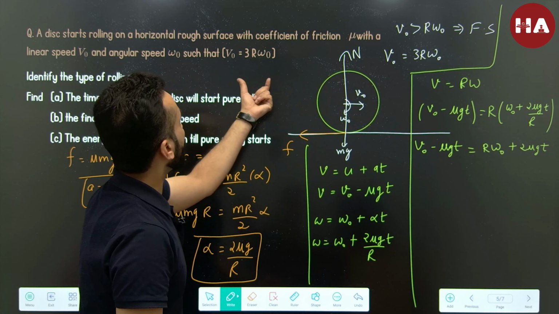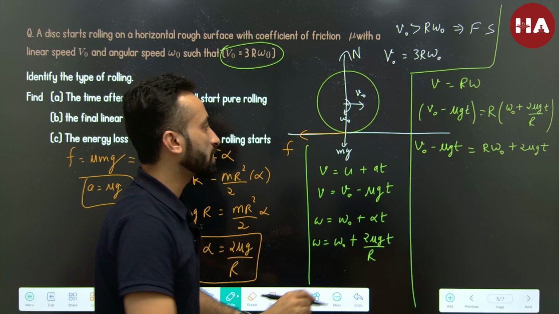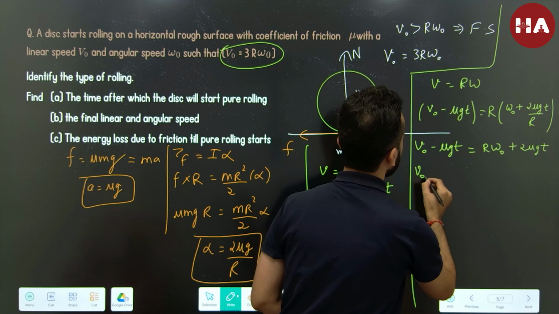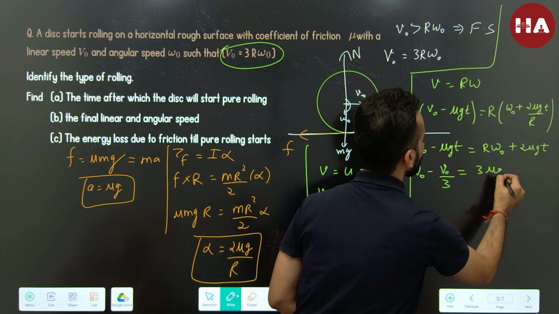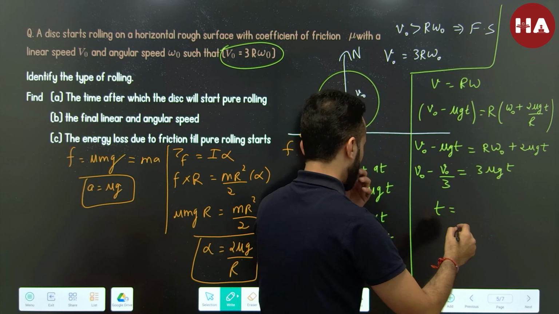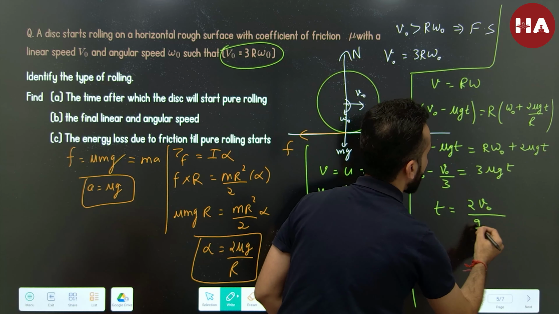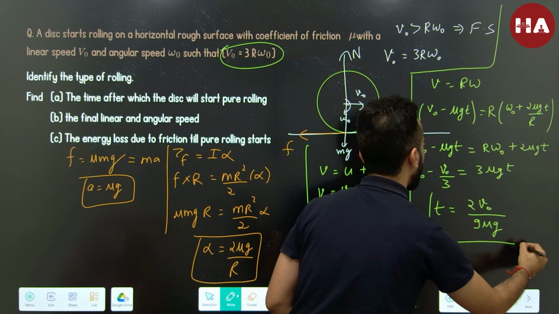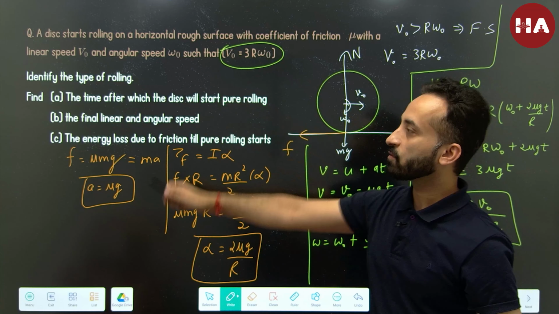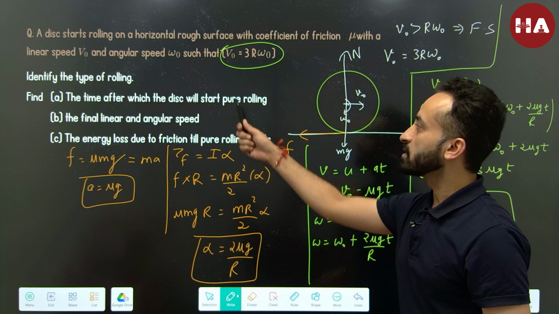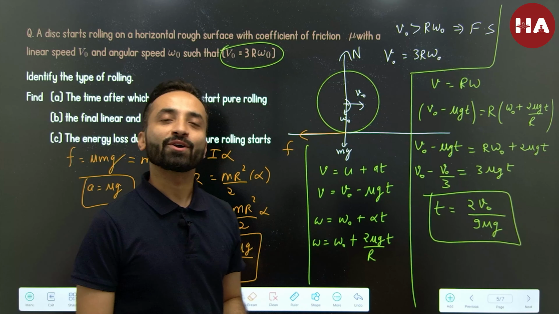Now I put the value of r omega naught as v naught by 3. So this becomes v naught minus v naught by 3 = 3 mu g t. And the value of t turns out to be 2 v naught by 3, and again 3, 9 mu g, so 2 v naught by 9 mu g. That is the answer to the second part of the problem. The first we've already done, identify the type of rolling. The second part, the time after which the disk will start pure rolling. So this is the answer, 2 v naught by 9 mu g.